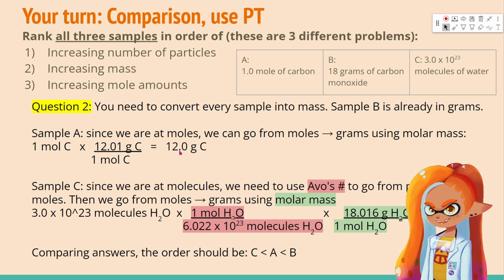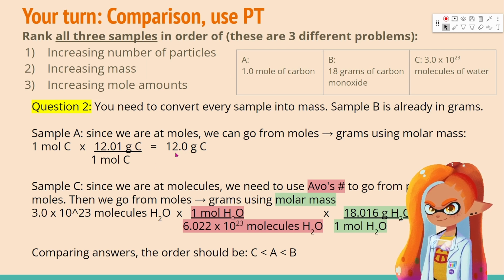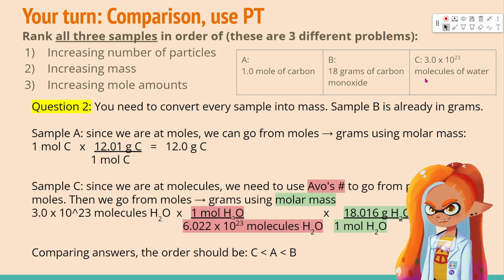I noticed that I didn't do sig figs, because you want to be careful about that. This is 2 sig figs here, so therefore this should actually be 12 grams of carbon. So be careful. Okay, so now we're doing sample C.